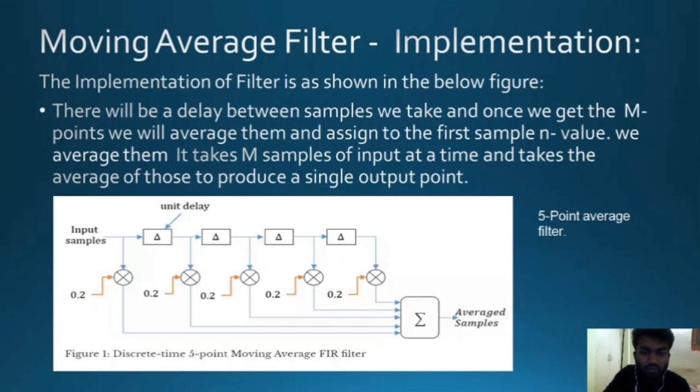and implementation of moving average filter. There will be a delay between the samples we take, and once we get the m points, we will average them and assign to the first sample n value. It takes m samples of input at a time and takes the average of those to produce a single output point.